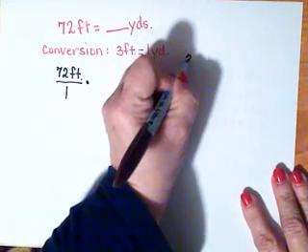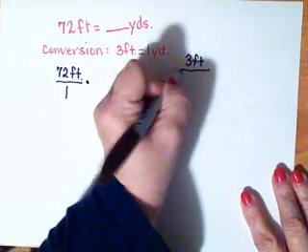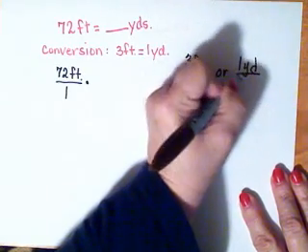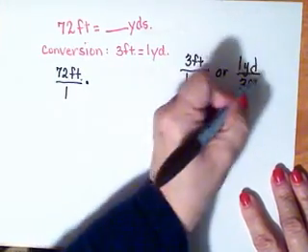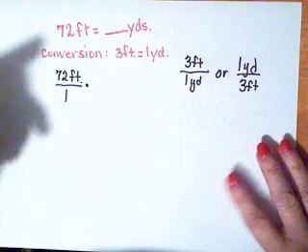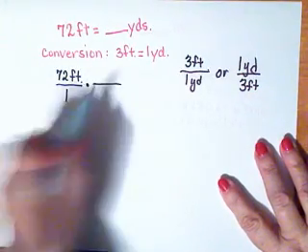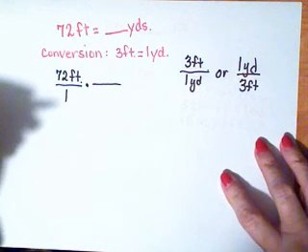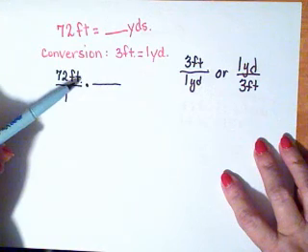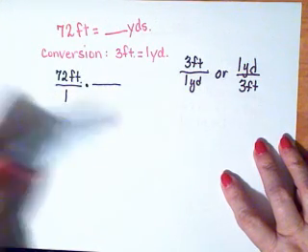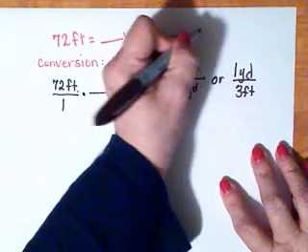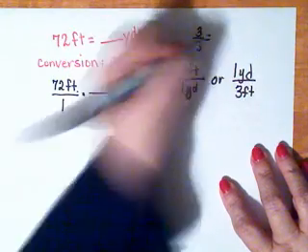Now, my conversion is that 3 feet equals 1 yard. So what I'm going to do with that is make a fraction that looks like 3 feet over 1 yard, or 1 yard over 3 feet. Either one is fine, and the way that I choose the one that I need is that, remember when we did fractions in 205, fractions have the same units on the top and the bottom. If that's the case, then those units will cancel.